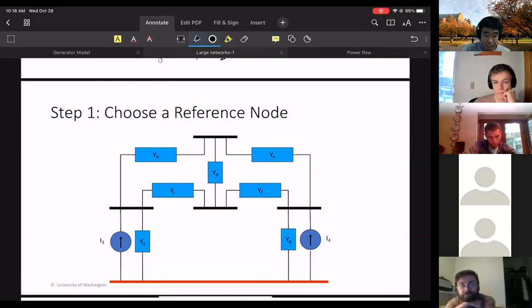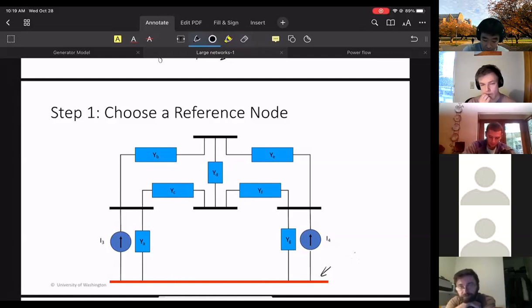So when we move on to talk about voltage, the first step is always to choose a reference voltage. Remember, voltage is a relative measure between the potentials. So there's one voltage we can always take to be the reference, or zero voltage. We'll pick one bus to be the reference voltage. You can think of this as the ground.